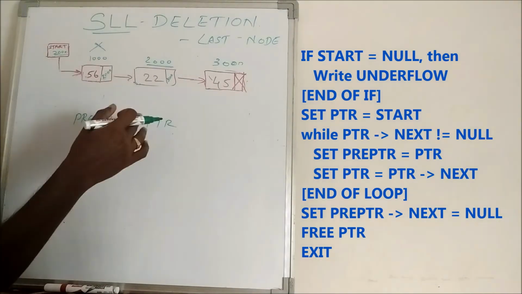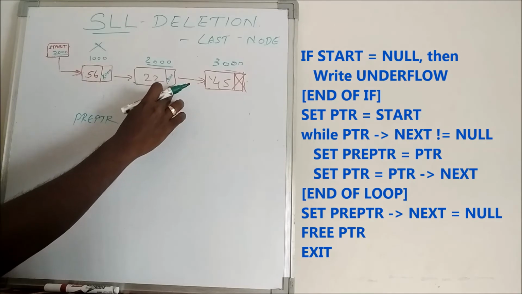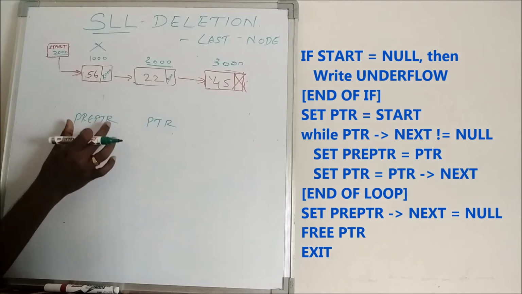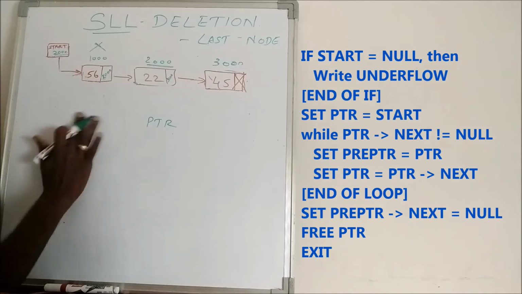Then once again the loop. Now we check whether pointer's next is null. It is not equal to null. Once again the condition is true. Pre-pointer is equal to pointer, so hereafter this will act as the pre-pointer.